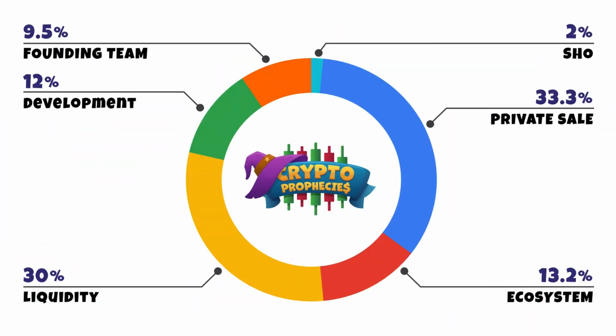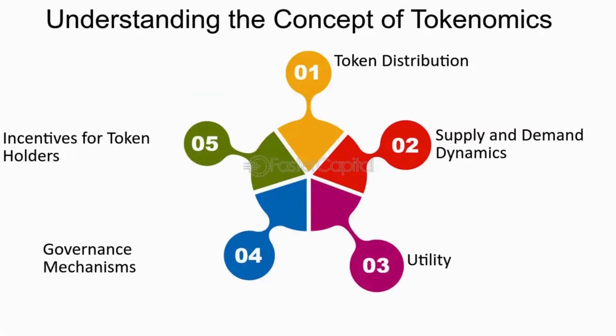2. Token distribution. Initial distribution. The way tokens are initially distributed often plays a crucial role in their adoption. Methods include initial coin offerings, ICOs, token sales, airdrops, and mining rewards. Fairness and inclusivity. Tokenomics aims to achieve fairness and inclusivity in distribution, avoiding concentrations of tokens in a few hands.